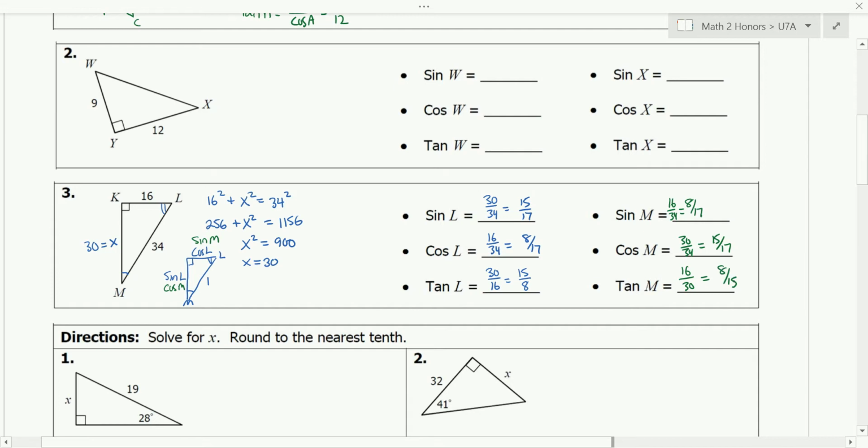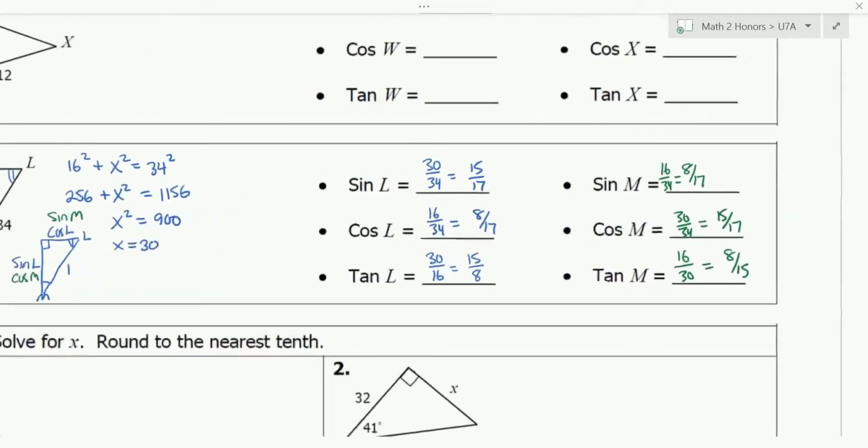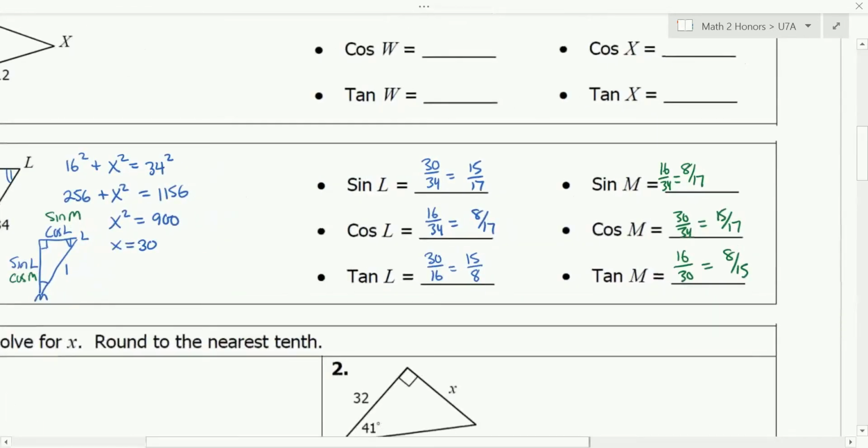So this is what you guys should be getting. Check with me. If you weren't getting any of that, we could talk through that. Questions on that part? Okay, so starting with the sine of L. Did you get sine of L? Okay. Well, let's look at why.